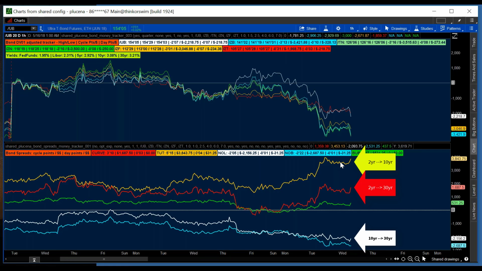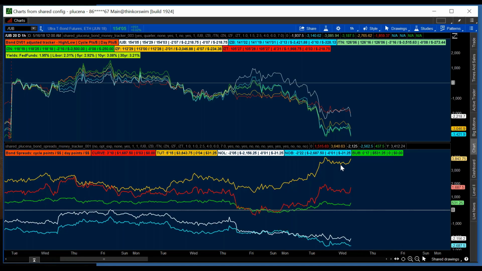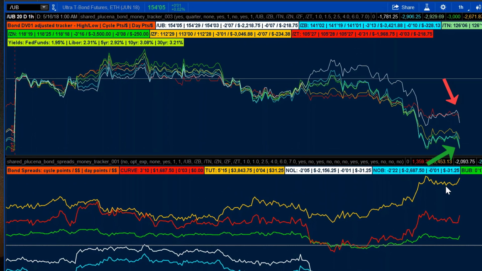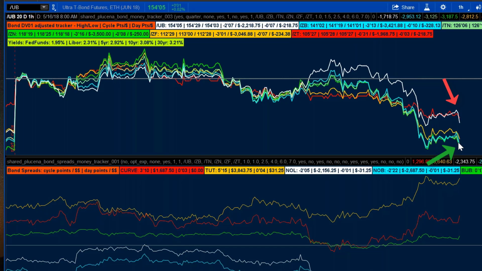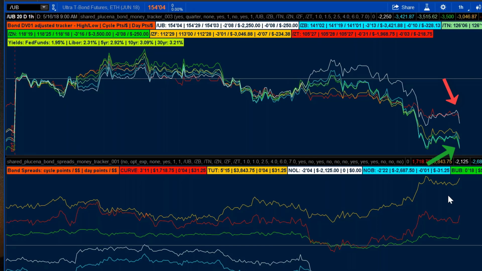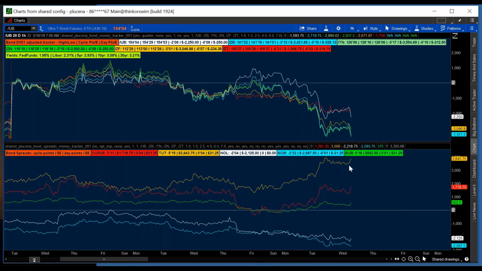And if you look at the top part of the outrights, the green line is the ZN, and it's the one that's been getting hit the hardest. And the 2-year is not getting hit at all relative to the 10-year. So that does make sense. They're both indicators, the outrights and the bottom one are in sync, right? They're telling us the same thing.